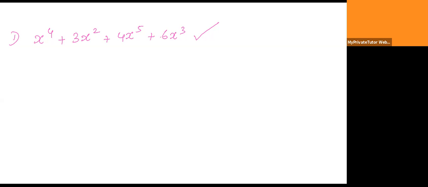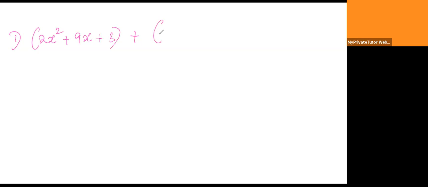Let's go to the questions now. So how to add the polynomials? Okay, where is the whiteboard? Addition. The first question: 2x square plus 9x plus 3 and 3x square plus 4x minus 7. So would you like to try this question, anyone? Add the polynomials. We just need to add the polynomials.